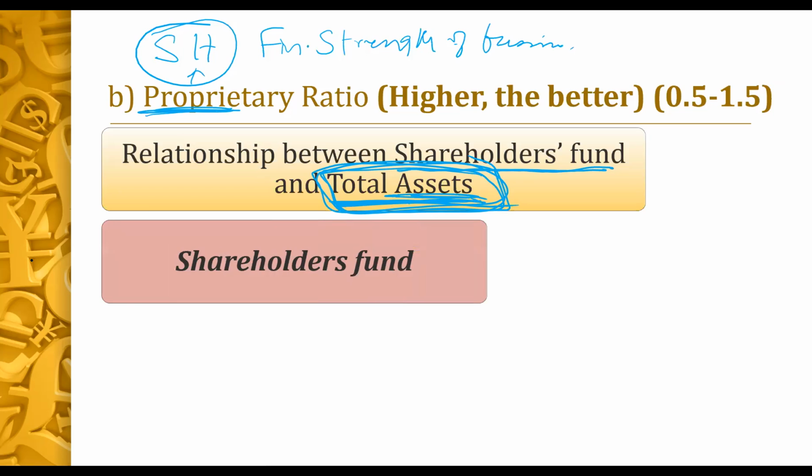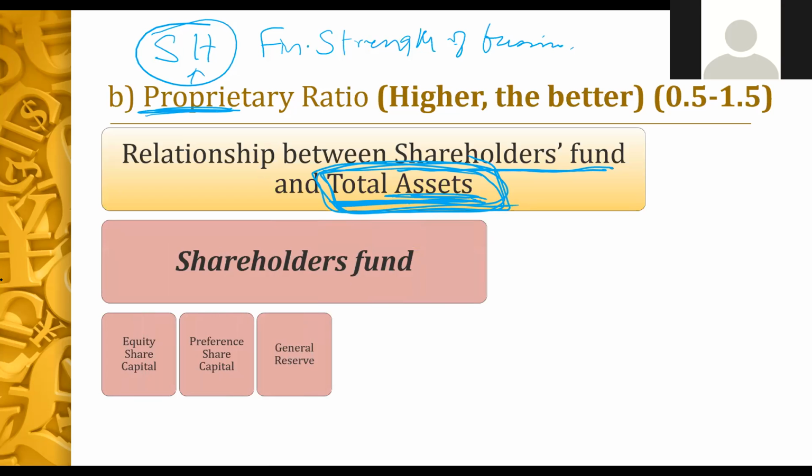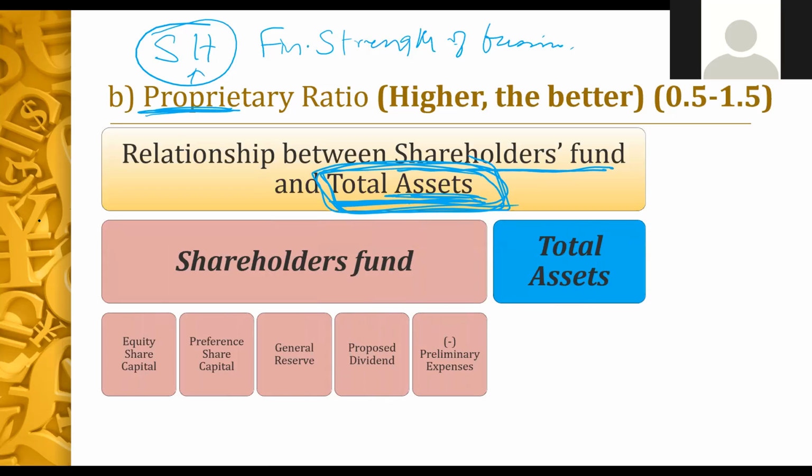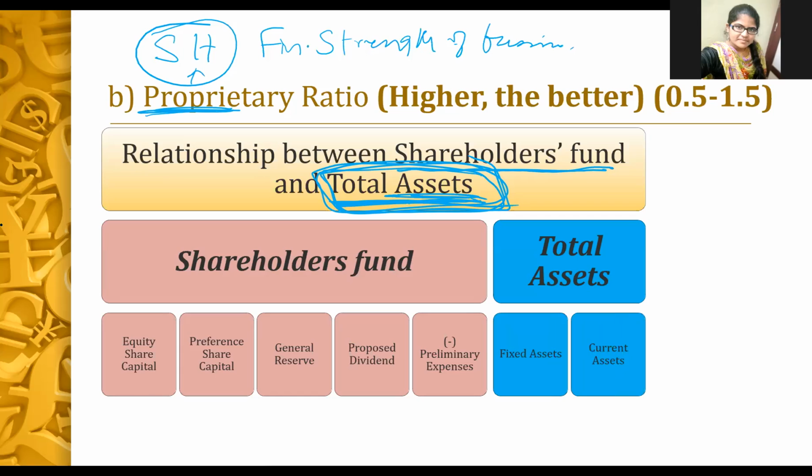So what are the components of shareholders fund? Equity share, preference share, general reserve, proposed dividend, less preliminary expense. And total assets means you will be given a balance sheet. So total assets means this plus this. What plus what? Current and non-current, fixed assets and current assets.